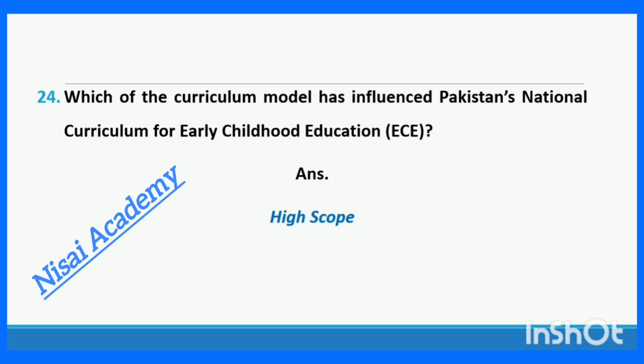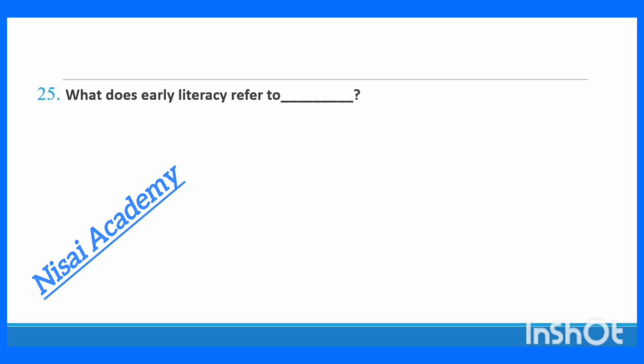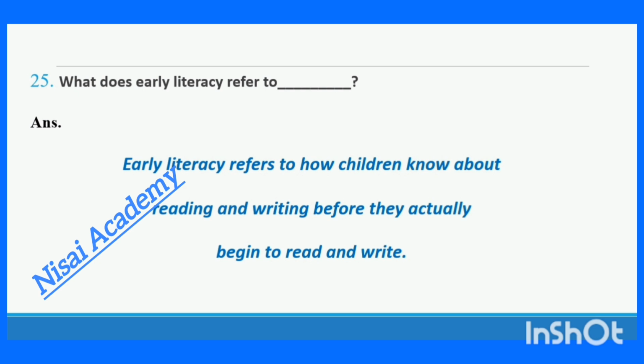Answer: High Scope. Question 25. What does early literacy refer to? Early literacy refers to how children know about reading and writing before they actually begin to read and write.